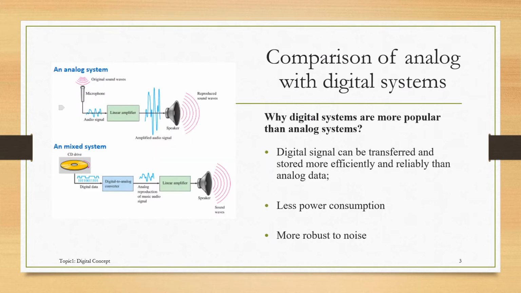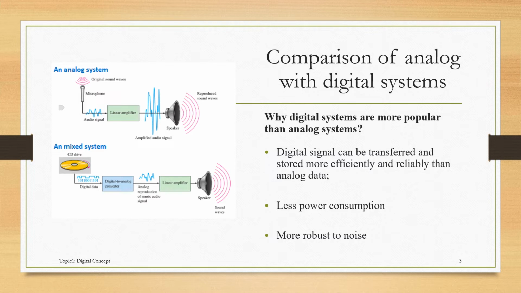If we have a system using only analog signals, we call it analog system. If we have a system using only digital signals, we call it digital system. However, in reality, we rarely have a system using pure digital signals. In most cases, we have a mixed system instead. So on the left, there are two examples showing two different systems.